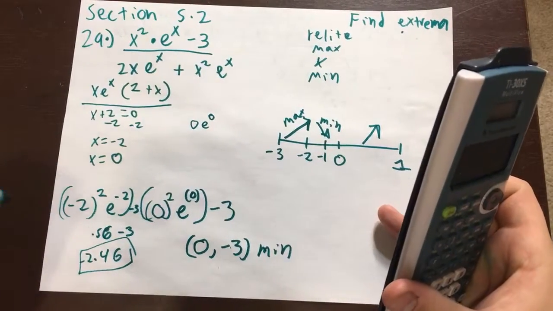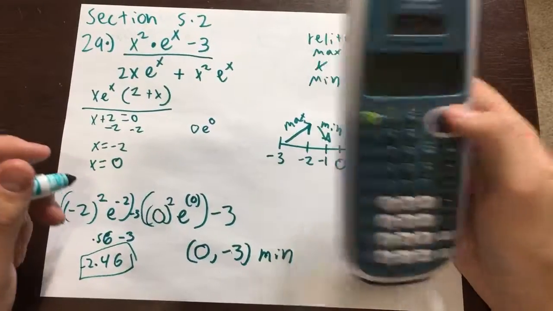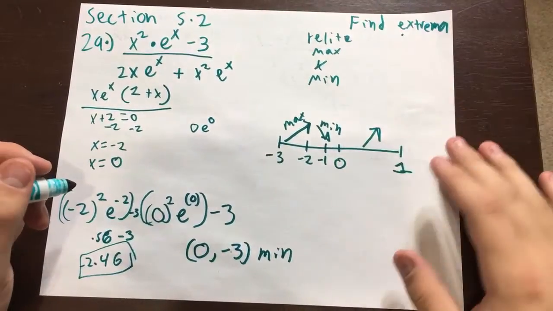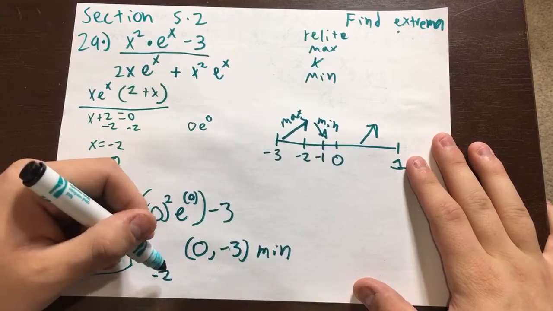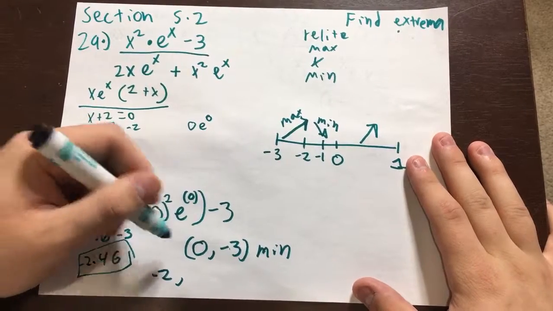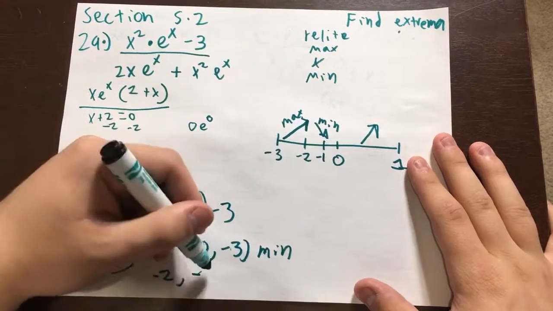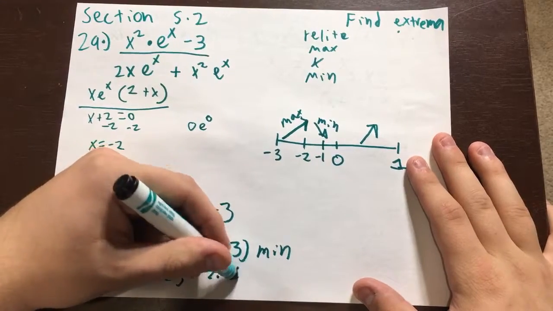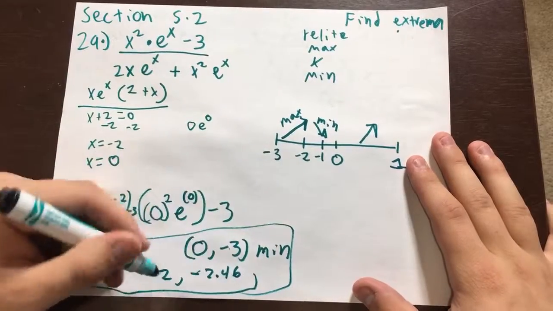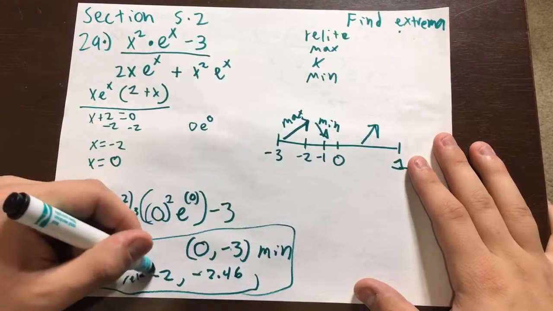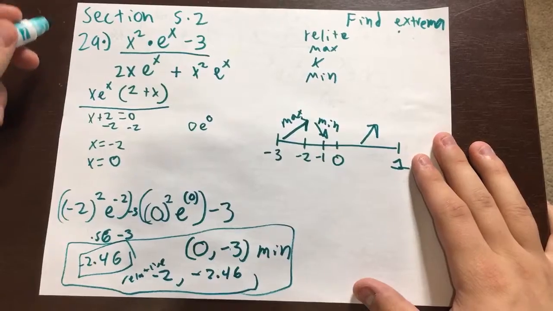Just go ahead and do it step by step in your calculator. I recommend having one of these. This is what I use, so I know I'm getting it right. So that's going to be your relative max. So at negative 2, you're going to have the y value be negative 2.46. And those are going to be your answers. That's going to be your relative max. And that's how you do section 5.2, number 29.